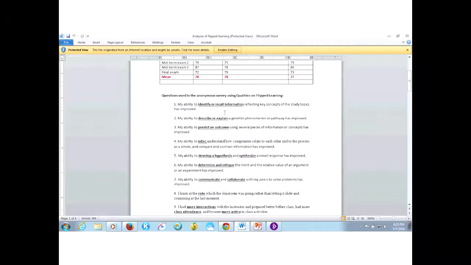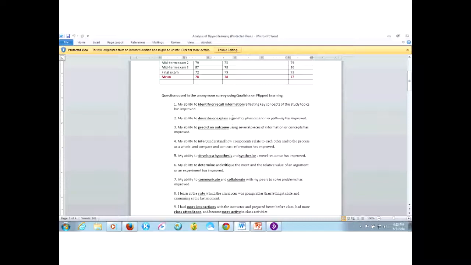And I have these 7 questions. I want to know whether student ability to identify and recall information has improved. Describe, explain genetic phenomena. That's question number 2. Number 3, predict an outcome using this information. Number 4, infer, understand how components relate to each other. Number 5, develop a hypothesis, synthesize. Number 6, determine and critique. And number 7, communicate and collaborate.